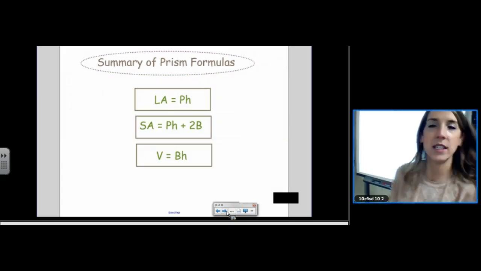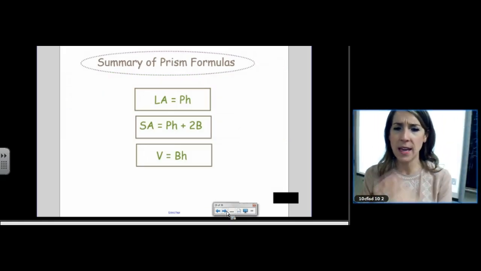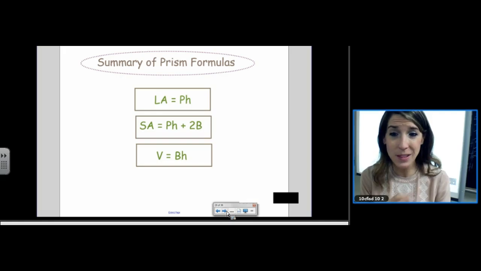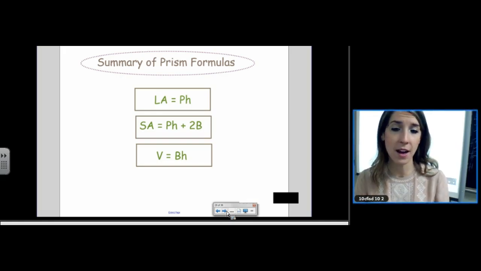Here are your formulas. You can write them in your notes, but if you keep a formula chart right by you at all times, then you don't need to write these in your notes because they are contained on your formula chart.